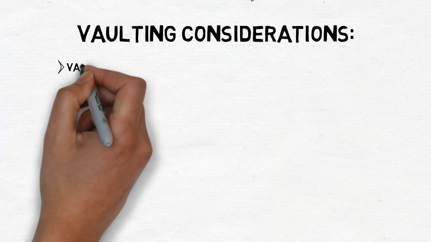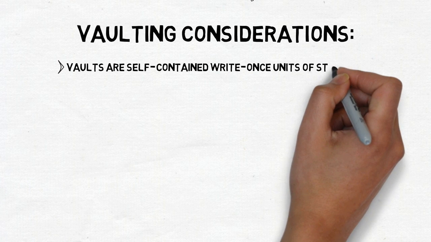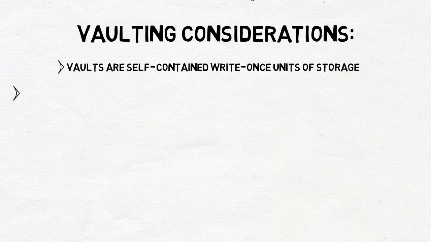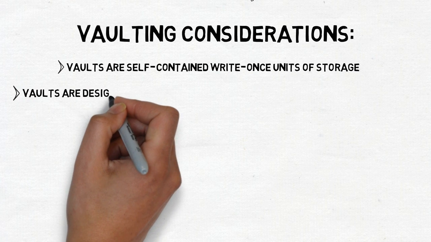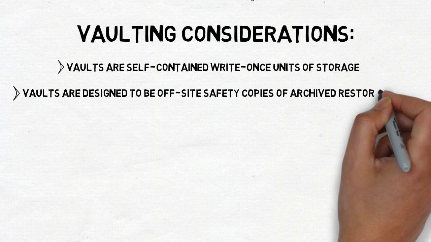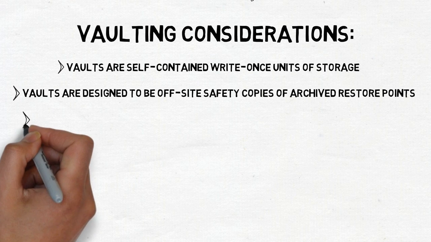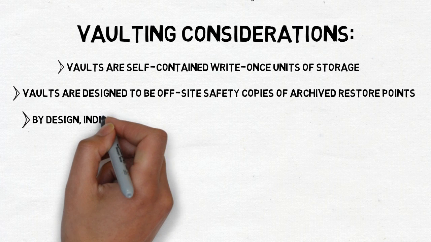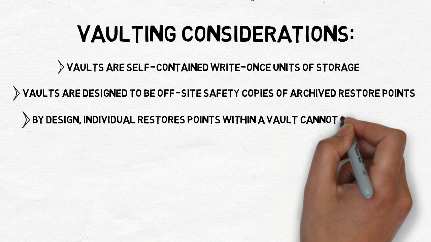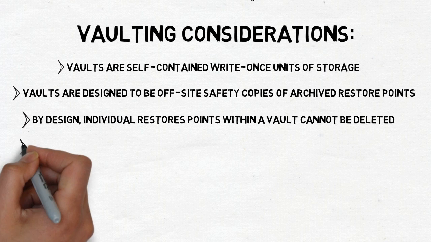Lastly, there are a few things to take into consideration as you are setting up your store vaulting tasks. Deduplication of data is preserved during the vaulting process, so unique data is stored only once within a vault. Recent copies of your data should always be stored local for faster access. By design, individual restore points within a vault cannot be deleted, so whatever goes into a vault is kept safe until the entire vault is deleted.